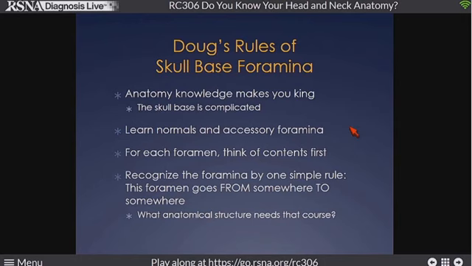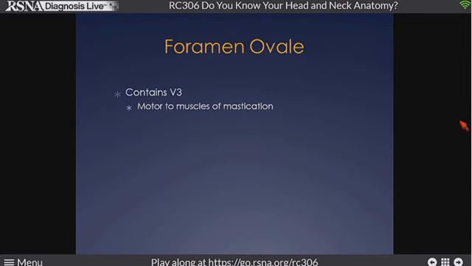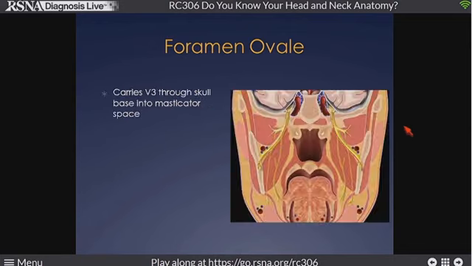Foramina can be recognized by a very simple rule. That foramen goes from somewhere to somewhere else. And I just have to think of what anatomic structure needs to do that. So, just for an example, let's think about foramen ovale. We know that V3 lives in foramen ovale. And we know that V3 is going to carry motor drive to the muscles of mastication. So I need a hole at the skull base that will take me from where I know V3 lives down into the masticator space. So on a coronal diagrammatic representation, there's V3, and I know it's coming out the posterior aspect of the cavernous sinus, and it needs to dive into the masticator space.